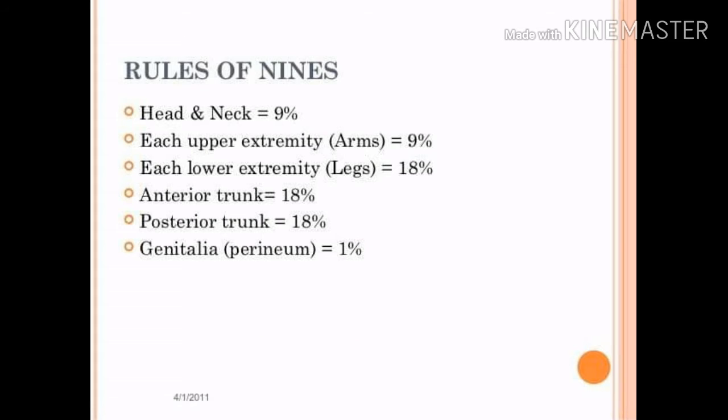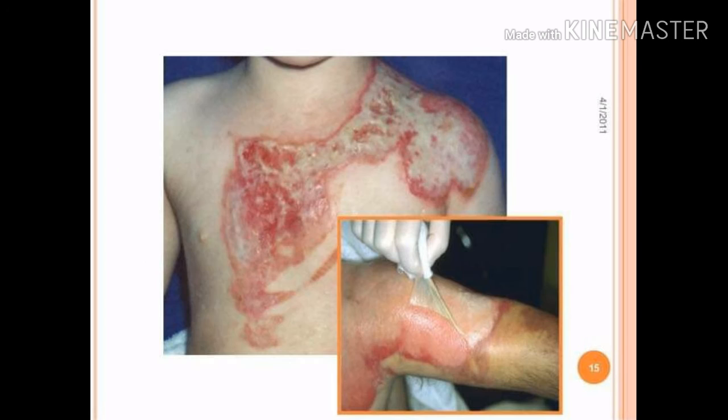Head and neck is counted as 9%. Each upper extremity, or the arms, is also 9%. Each lower extremity, or the legs, is 18%. The anterior trunk is 18%. Posterior trunk 18%. Genitalia or perineum is 1%.